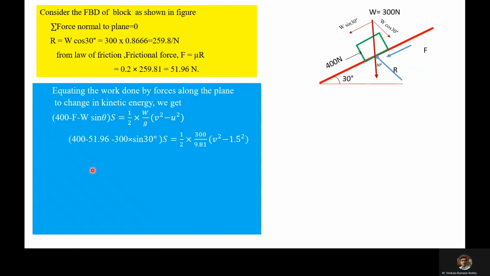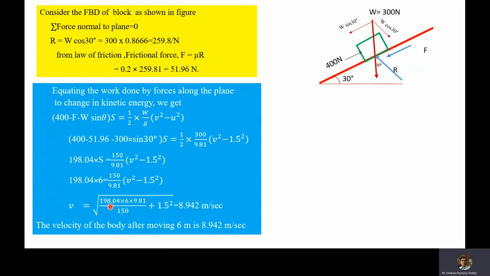Then V is equal to 8.942 meter per second. The velocity of the body after moving 6 meters is 8.942 meter per second. This is the solution for the given problem.